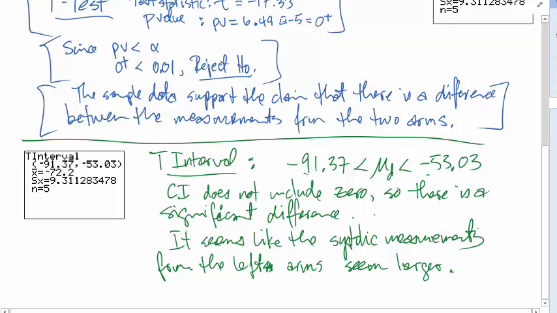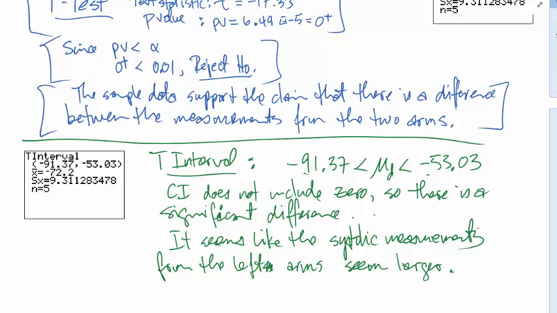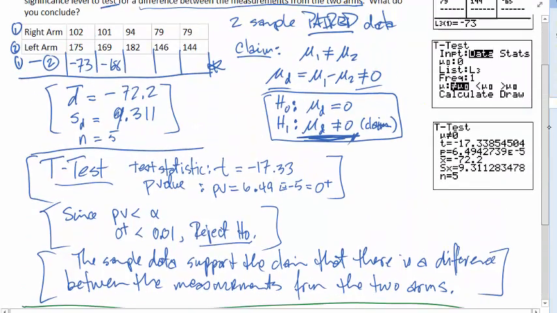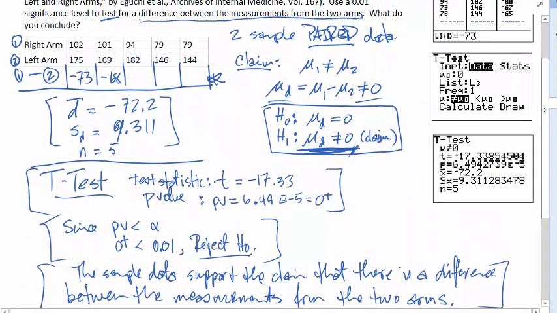Okay, so that's it. We got a hypothesis test, a confidence interval built in, yielding the same results, and that's how our hypothesis test works for two samples that are paired. We have paired data. Okay, hope this helps.